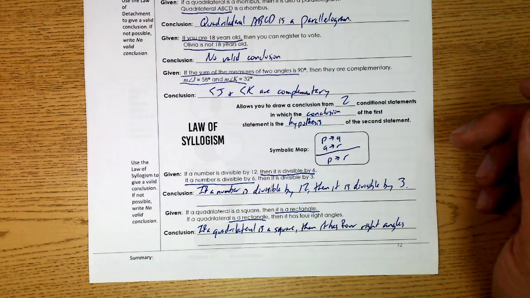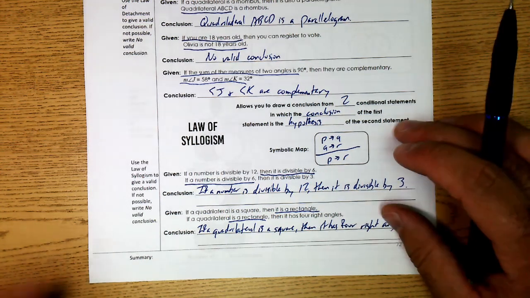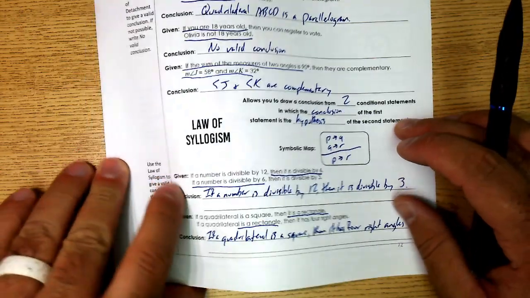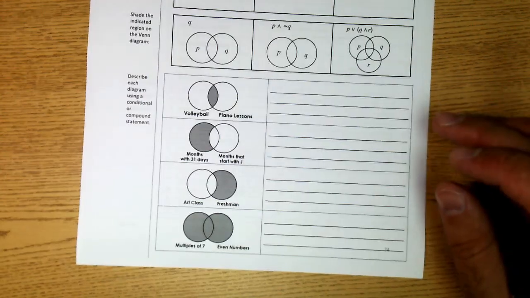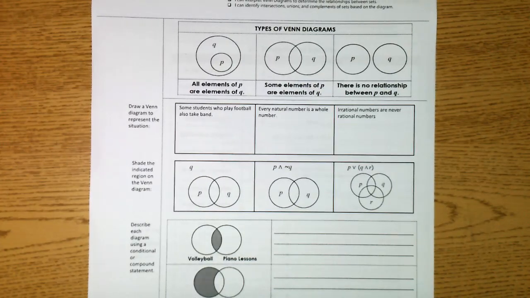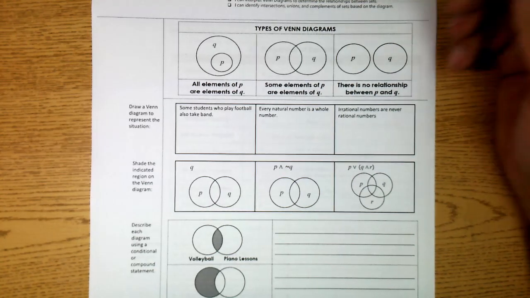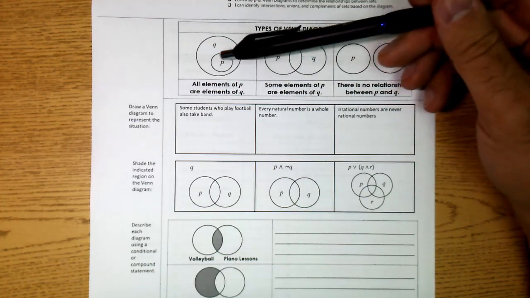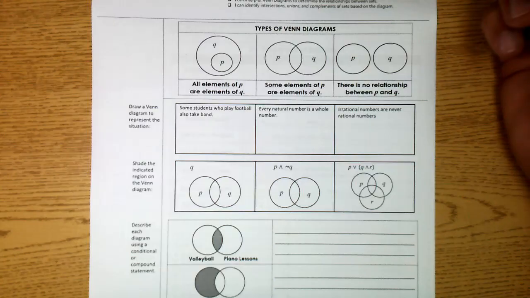All right. Let's move on to the next page. Next page is something that you guys have seen before. Venn diagrams. Things that compare them using circles. There's 3 main types of Venn diagrams that we're going to look at. One where you have a circle inside of a circle.